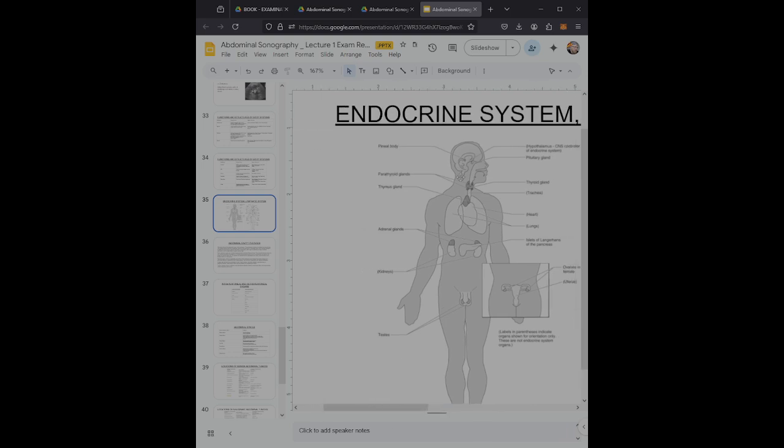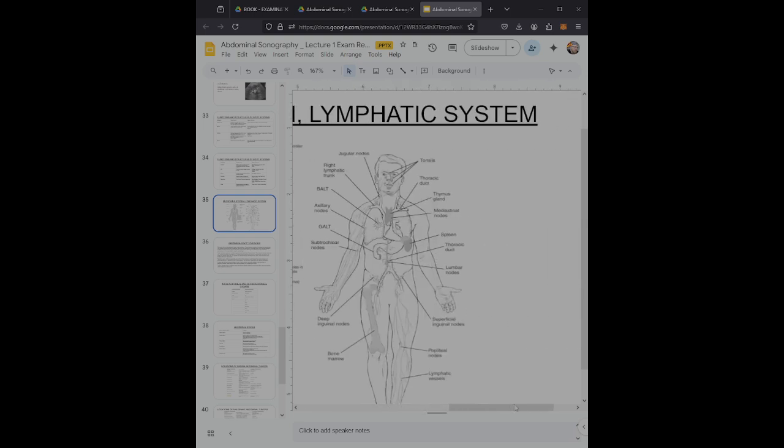So we have the pineal body, the hypothalamus, pituitary gland, parathyroid glands, thyroid gland, trachea, the thymus gland, the heart, the lungs, the islets of Langerhans, the pancreas, the adrenal glands, the kidneys, the testes, or ovaries in females.